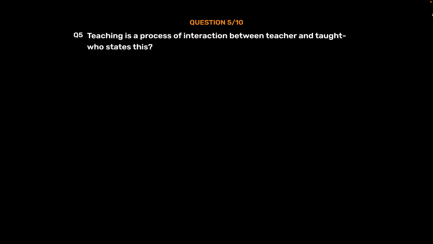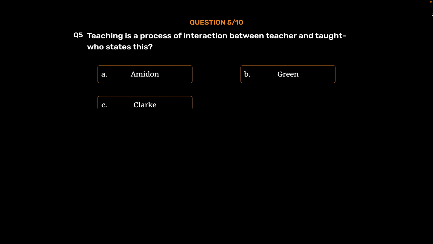Question number 5. Teaching is a process of interaction between teacher and taught. Who states this? Option A, Amidon. Option B, Green. Option C, Clark. Option D, none of these. The correct answer is Option A, Amidon.